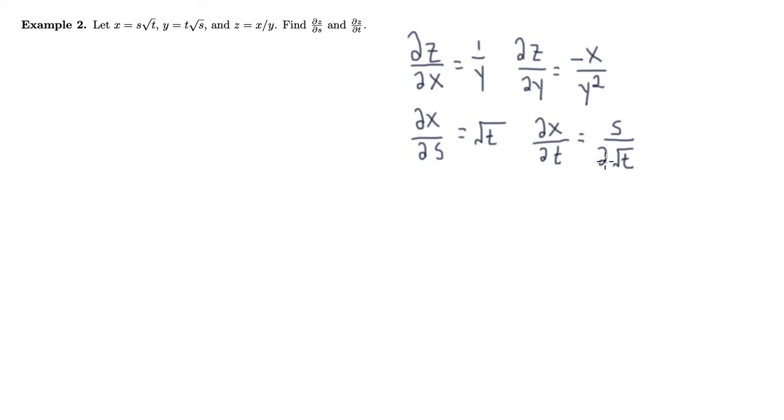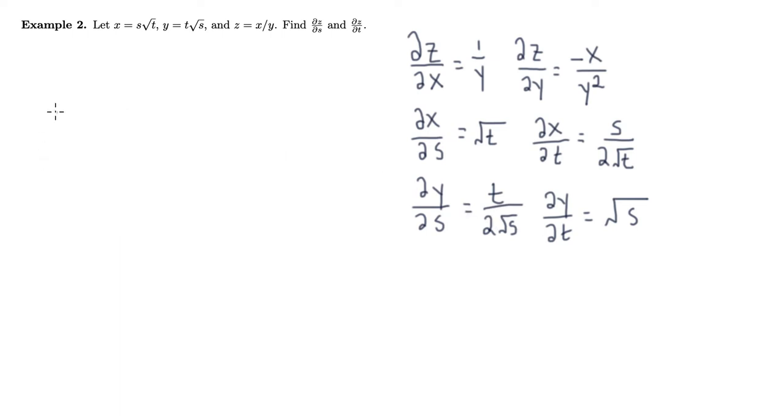Partial y, partial s is t over 2 root s. And then partial y, partial t is equal to root s. Okay, so there's all the possible partial derivatives that we're going to need, 6 in all.